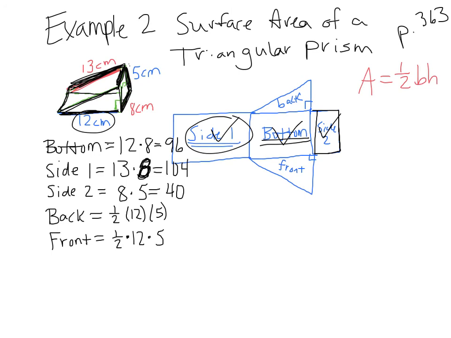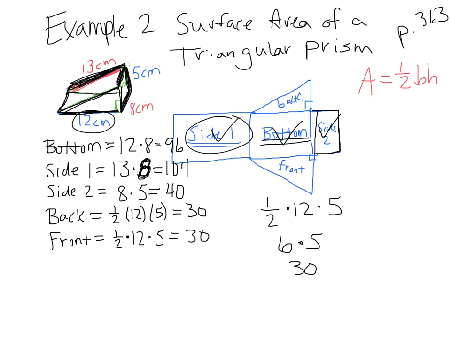And then we have these two to figure out. So a couple different ways you could do this. We have 1/2 times 12 times 5. Order of operations. 1/2 times 12. You should all know that 1/2 times 12 is 6. 6 times 5 is 30. So I'm getting a total of 30 for both of those because they're the same exact size.